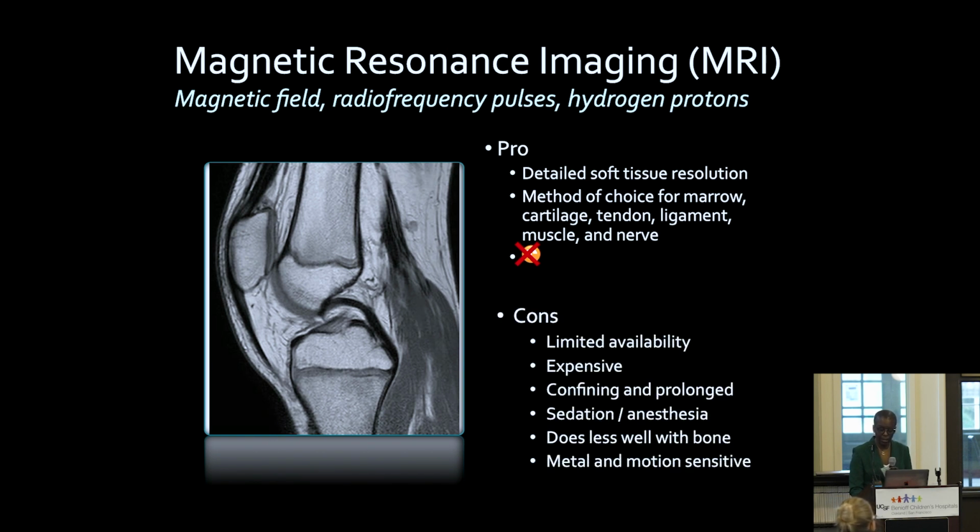Disadvantages: it's limited in availability, it's expensive. You're placing someone in a confining tube and it's prolonged, so that's hard for children. Many of them are going to be required to be sedated or have anesthesia. It does less well with bone detail than CT, and it's very motion sensitive. So someone has to lie very still for a long time in the magnet, and metal will give you a fair amount of artifact.